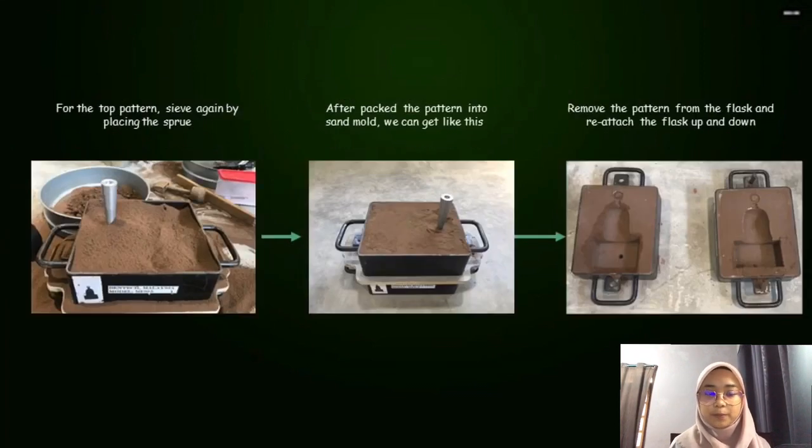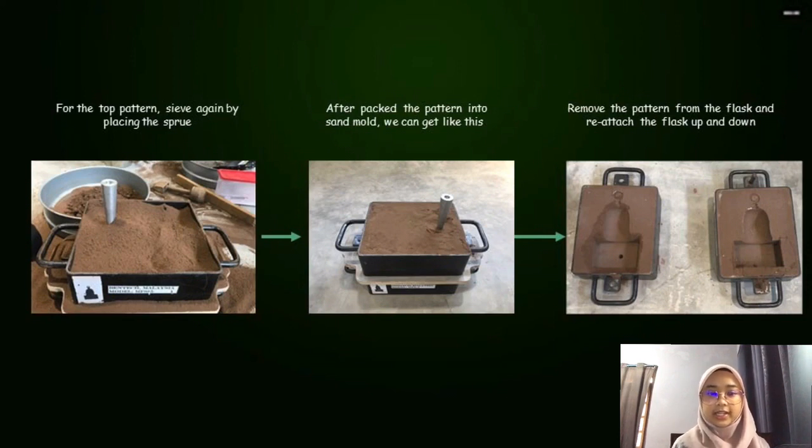After the completion of the drag part, which is the lower half of the sand mold, for the cope, which is the upper half of the sand mold, we should sieve green sand again while placing the sprue. We place the sprue to ensure there is a passage for molten metal to enter the mold from the sprue, and pack the pattern into the sand mold again.